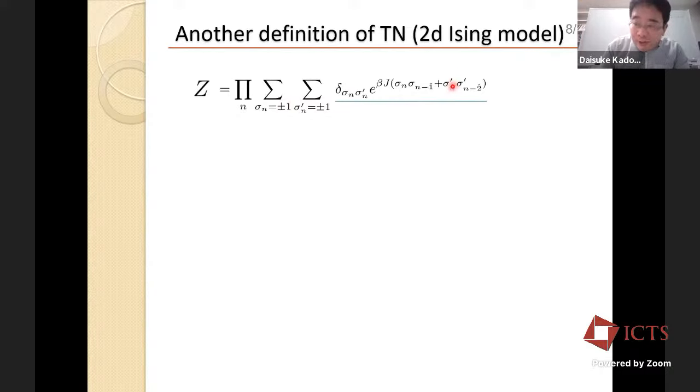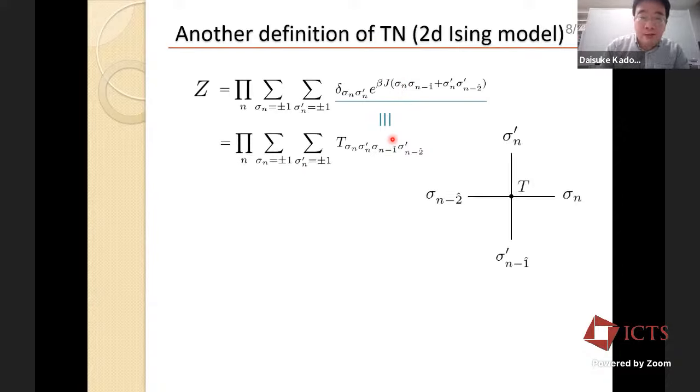And this part depends on 4 spin variables. And rank 4 tensor T, if the rank 4 tensor T is defined from this part, the partition function can also be expressed as a tensor network. In this representation, tensor index is just the spin variable itself.